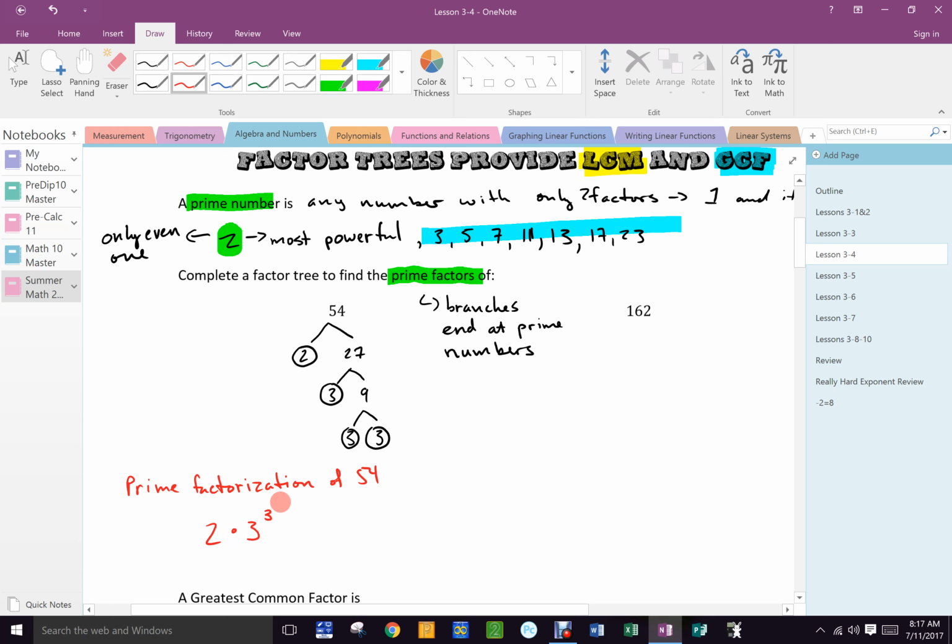Got it? Okay, so now let's do 162. Now 162 is a bigger number. When you were doing factor trees, and this is back in grade school, you probably never went over like 80. Maybe up to 100. 162 is a bigger number. So 3 and 54 works.